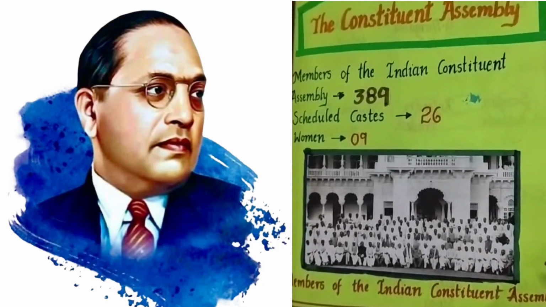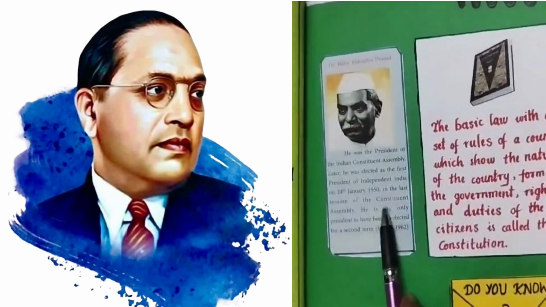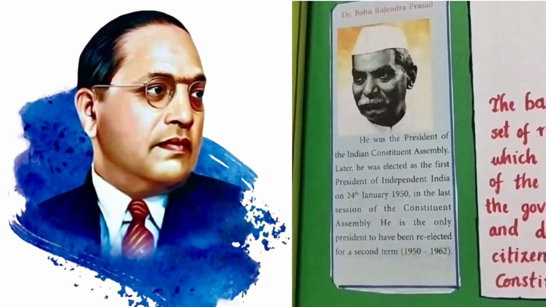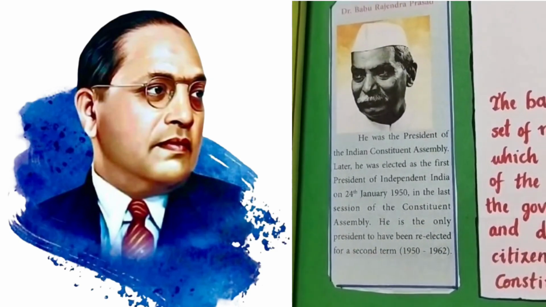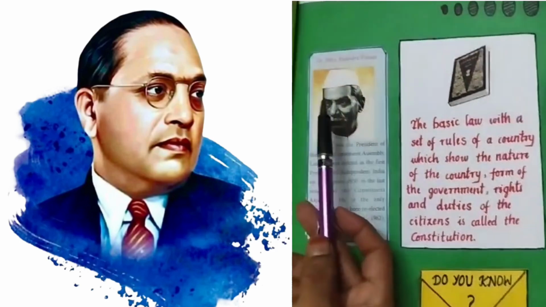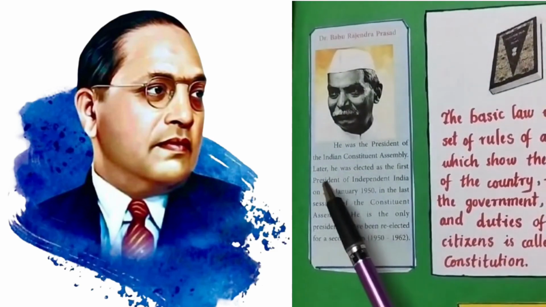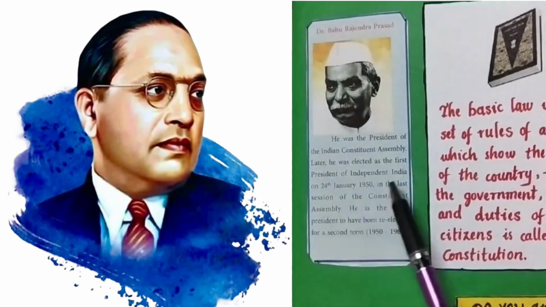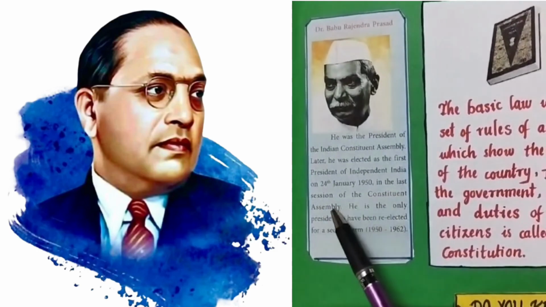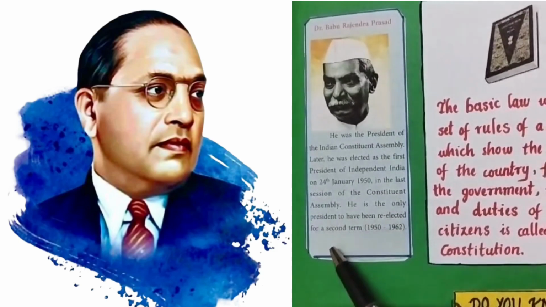It elected Dr. Babu Rajendra Prasad as its president, and the Pakistan Constituent Assembly elected Muhammad Ali Jinnah as its president. Dr. Babu Rajendra Prasad was the president of the Indian Constituent Assembly. Later, he was elected as the first president of independent India on 24 January 1950. In the last session of the Constituent Assembly, he is the only president to have been re-elected for a second term.